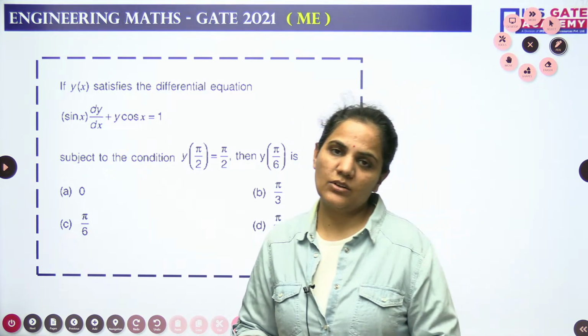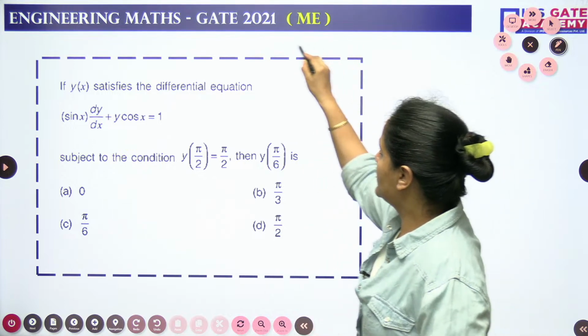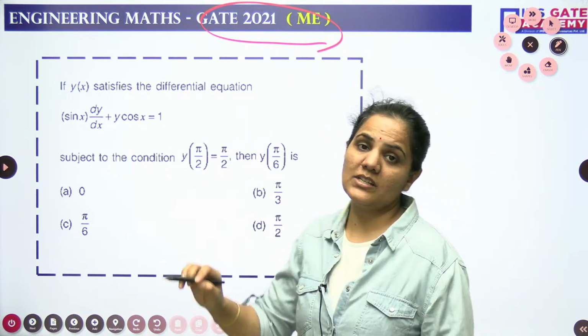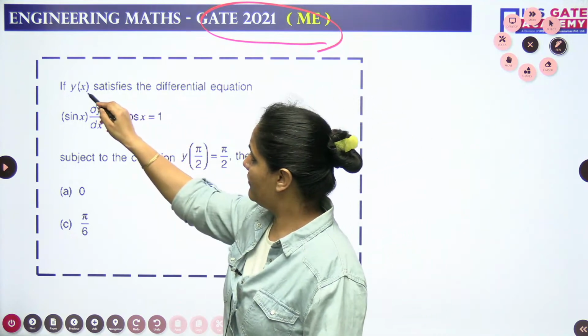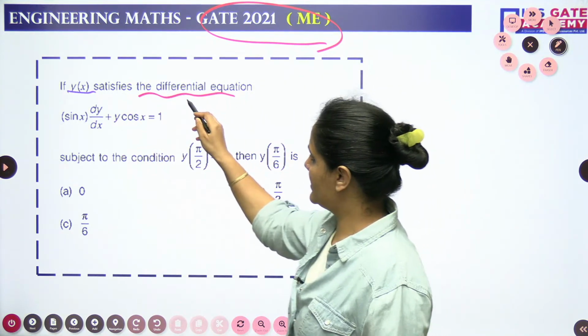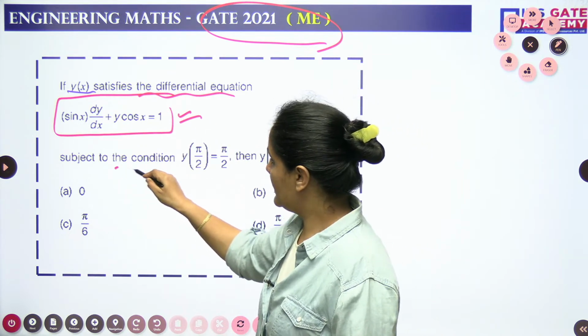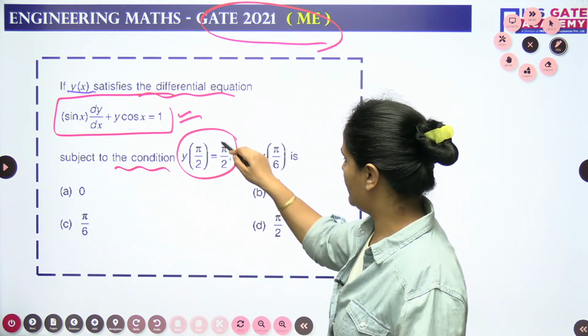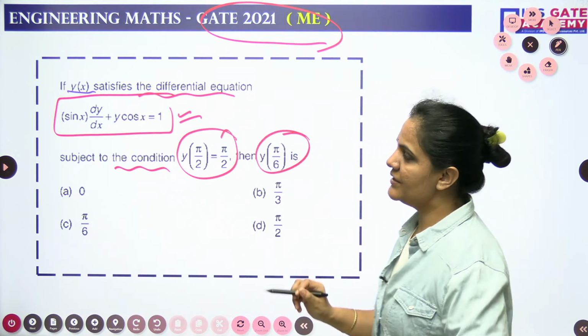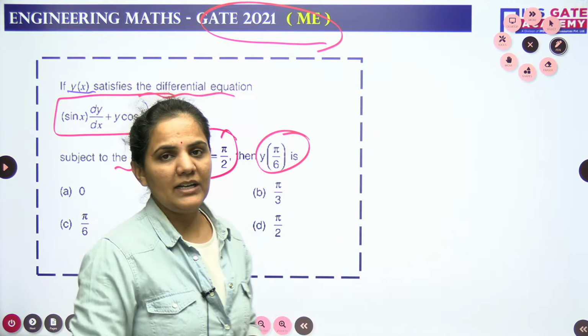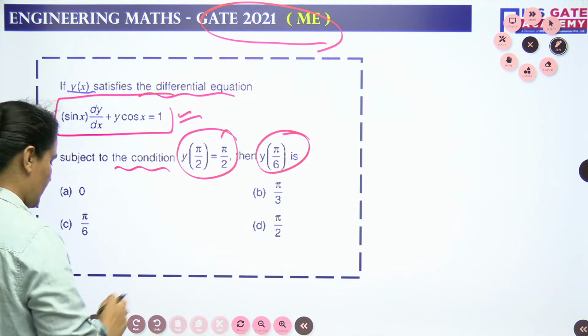Let's go with the next question, which is from GATE 2021 mechanical branch. This question is from differential equation. If y(x) satisfies the differential equation sin x dy/dx plus y cos x is equal to 1, subject to the condition y(pi/2) is equal to pi/2, then we need to find out the value of y at pi/6.